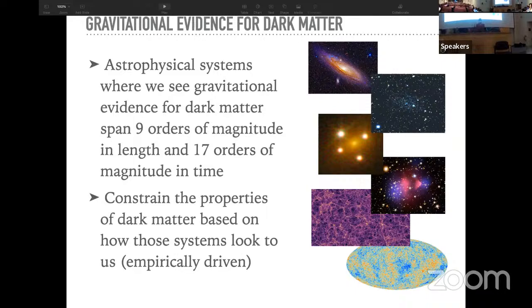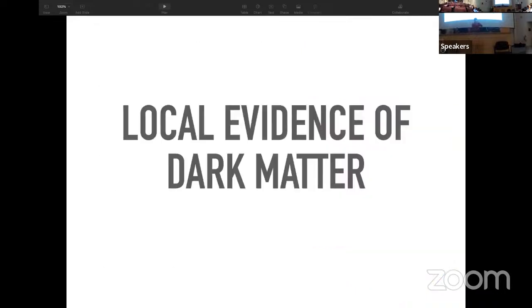Okay, and this is something where, again, this is a science question. We can actually see how these systems look in nature and empirically drive the questions that are motivating us to think more about dark matter. So that's what we're doing, and I'm going to give you a brief tour of a bunch of these systems, starting pretty locally, so talking about local evidence for dark matter in galaxies like the Milky Way.